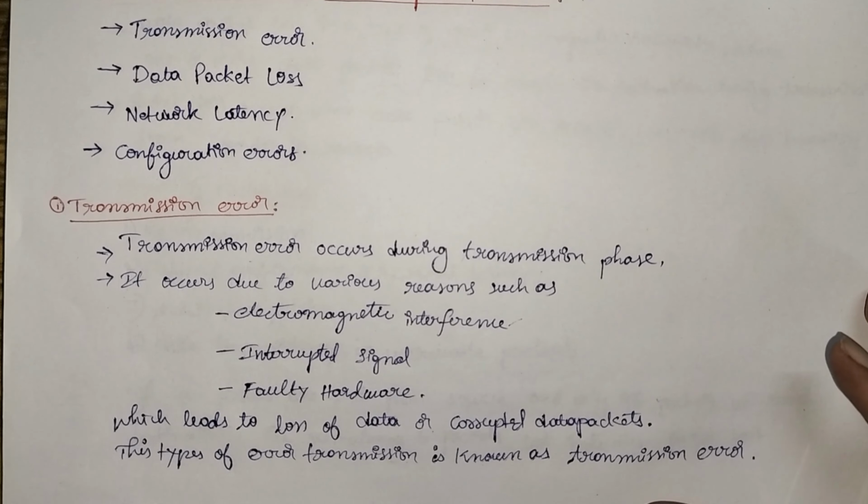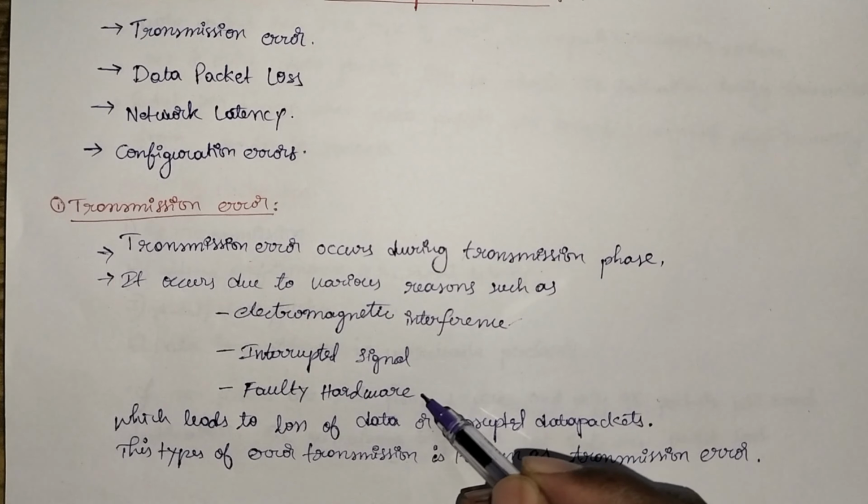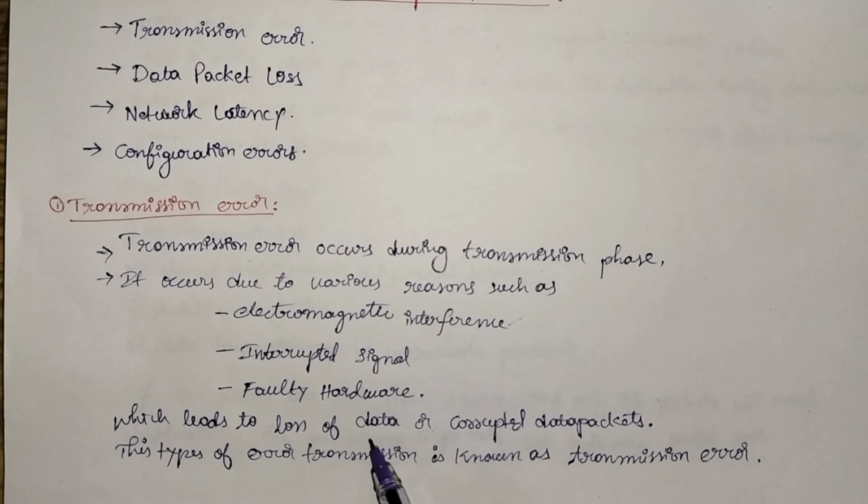Coming to transmission error. Transmission error occurs only during the transmission phase. It occurs due to various reasons like electromagnetic interference, interrupted signal, or faulty hardware, which leads to loss of data or corrupted data packets. This type of error is known as transmission error.